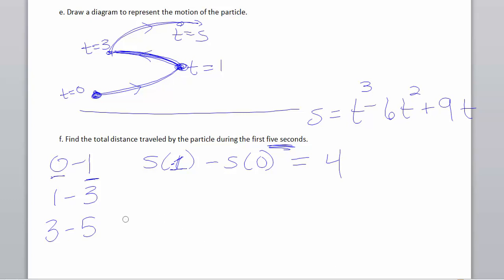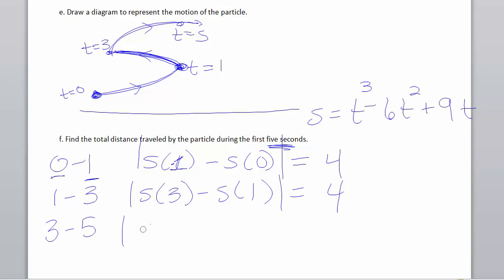And then I do it again. So this one would be s of 3 minus s of 1. Again, I get 4. And really, I need to take the absolute value of these, because if it comes out negative, all that means is I went backwards. I still want the positive value. I want to know how far I went.